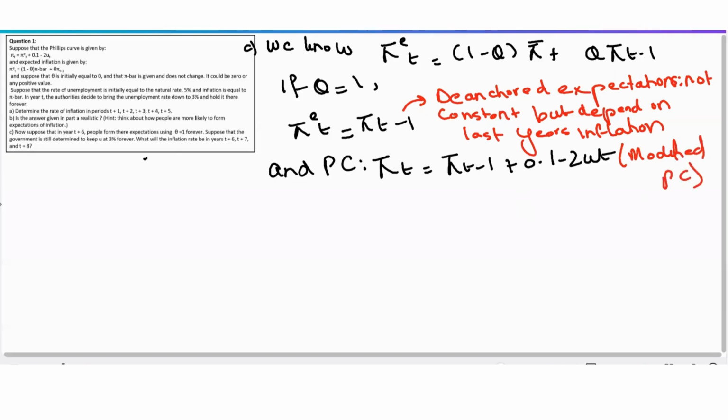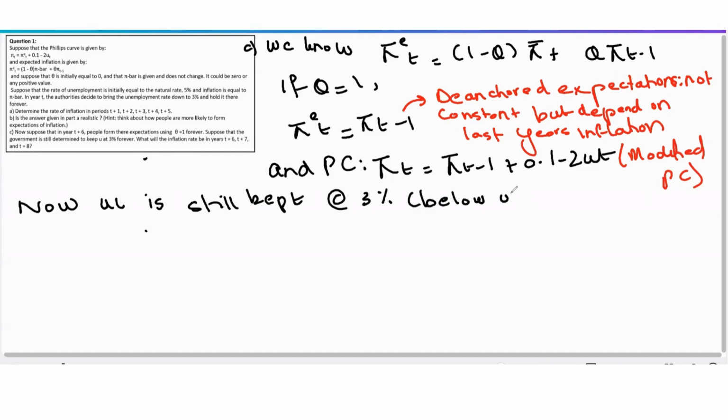Now the question says u t is still kept at 3%, below u n, which is 5% forever. So, just like in the first part, u t is constant. It's always going to be 3%: u t is 3%, u t plus 1, u t plus 2, u t plus 3, and so on.